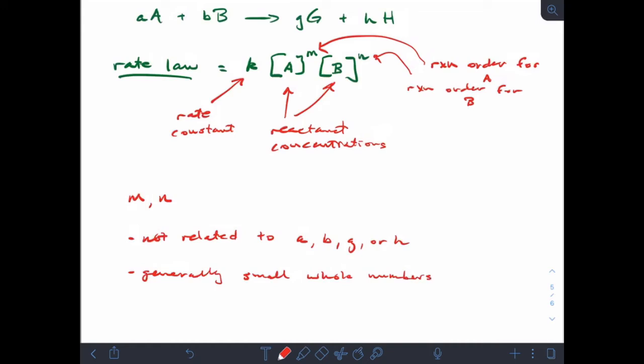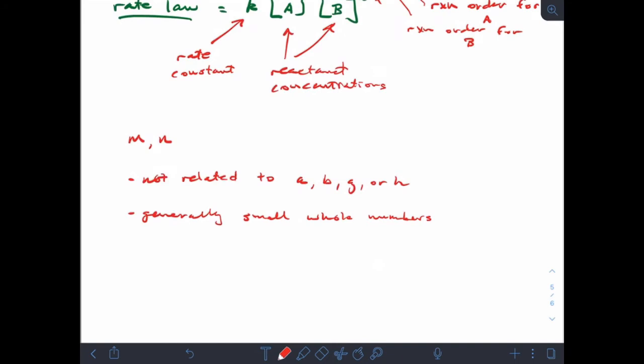Okay? Not always. Sometimes it can be 0. Or they can sometimes be fractions. Or sometimes negative. Okay? But they are generally small positive whole numbers. Just not always. All right? And what they are is they are used to determine reaction order.